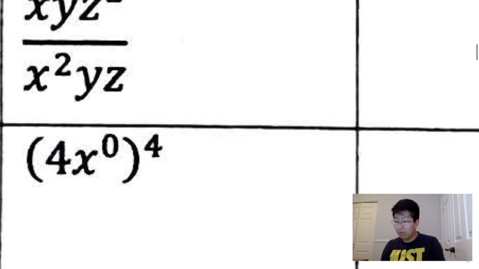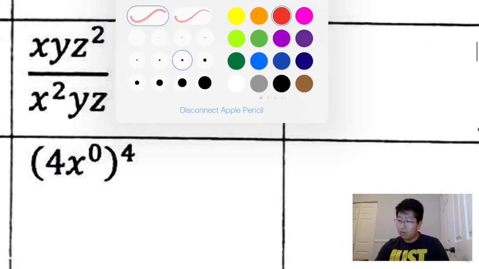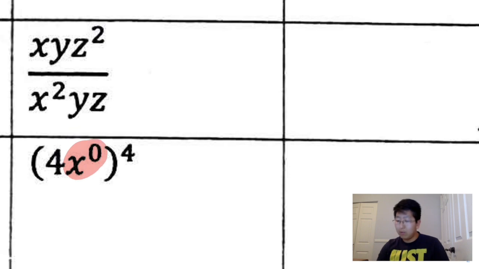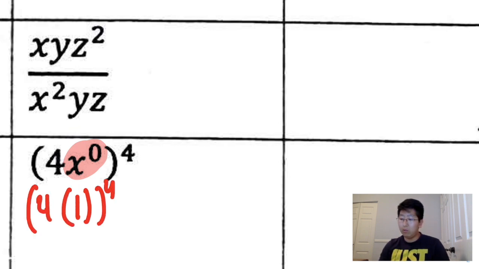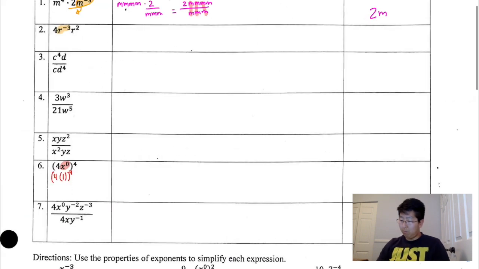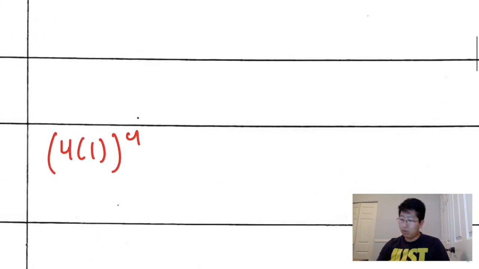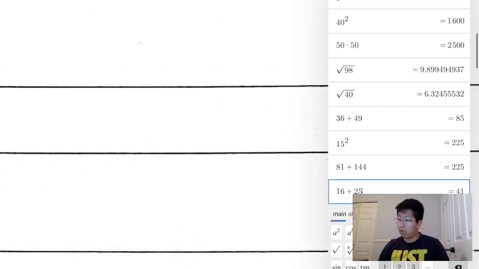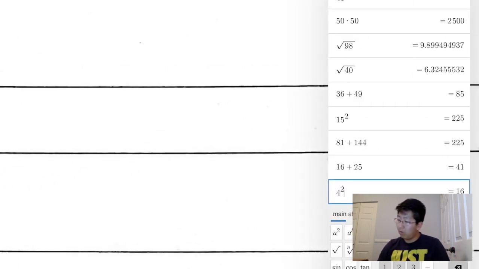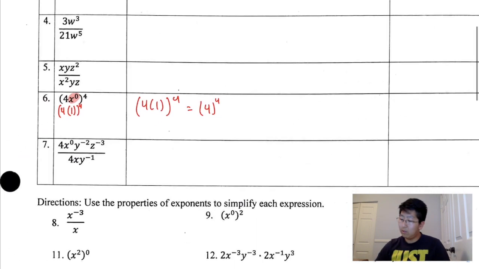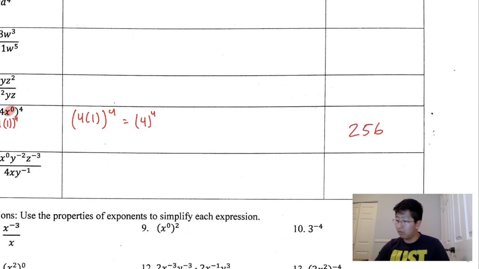0, right? If there are any zeros, this right here, I'll highlight in red. What does this equal right here? Hopefully you recognize that this is 1. So 4 times 1, all raised to the fourth. What's 4 times 1? 4 times 1 equals 4 to the fourth. And there you could use your calculator. 4 to the fourth power is 256. So our answer here is 256.